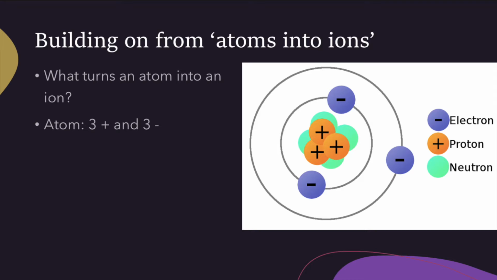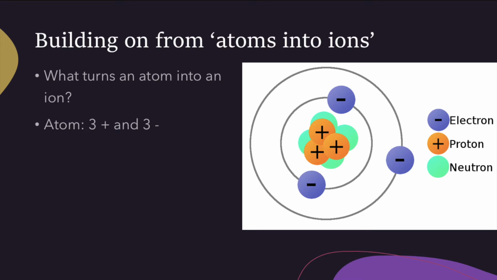So firstly, I'd like to recap what makes an ion. You guys should already be aware that an atom is neutral in charge. The reason for this is they have an equal number of protons and electrons, remembering that protons have a positive charge and electrons carry the negative charge. Therefore, by having an equal number of these, they cancel each other out, giving a neutral charge overall.